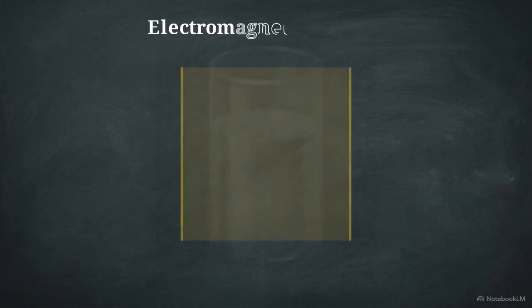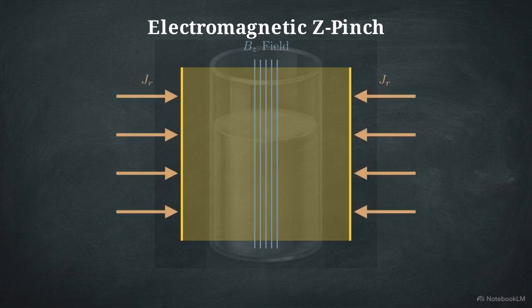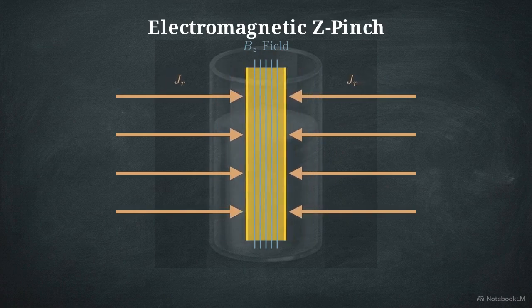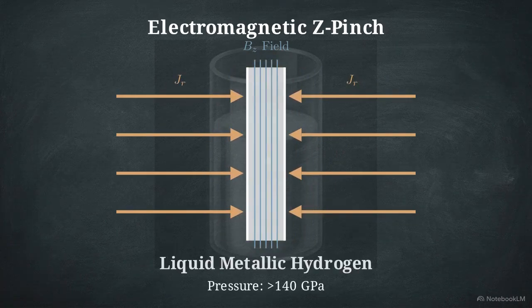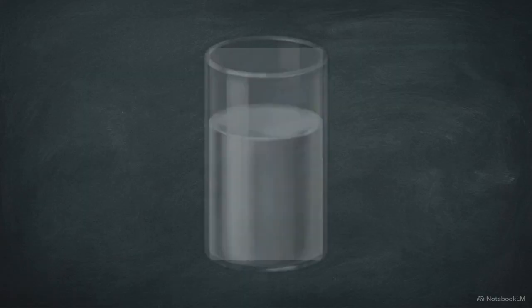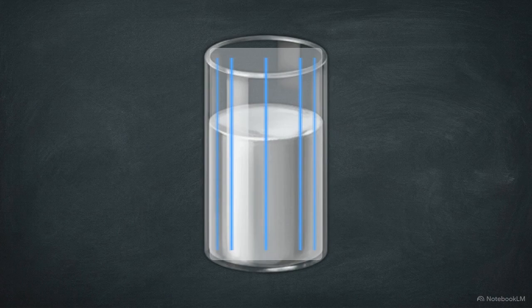The solution is an electromagnetic Z-pinch. By applying intense axial and radial magnetic fields, we induce a crushing boundary layer that compresses the fluid inward until it stabilizes in its conductive metallic state. Once the hydrogen transitions into a liquid metal, it achieves what plasma physicists define as an infinite magnetic Reynolds number. In this diagram of the fluid cylinder, we see the consequence of that state. The magnetic field lines become highly stable and effectively frozen in to the volume of the conductive fluid.